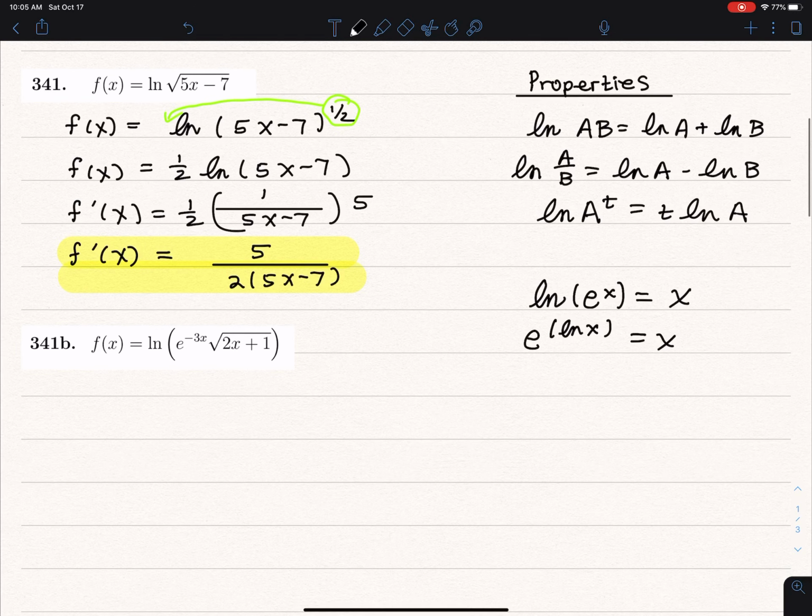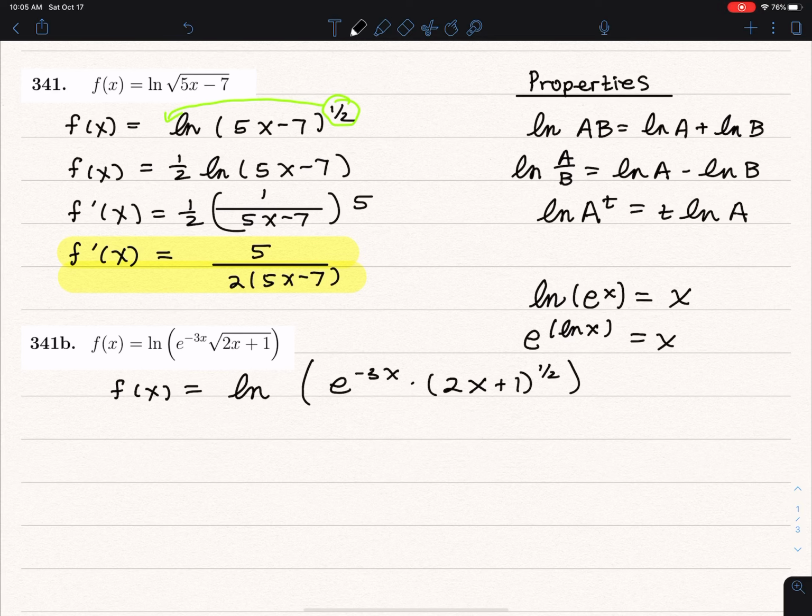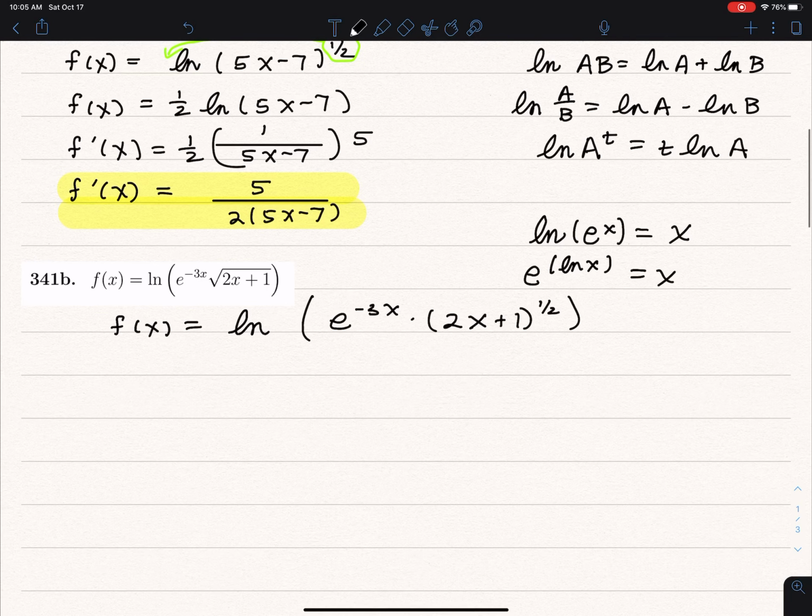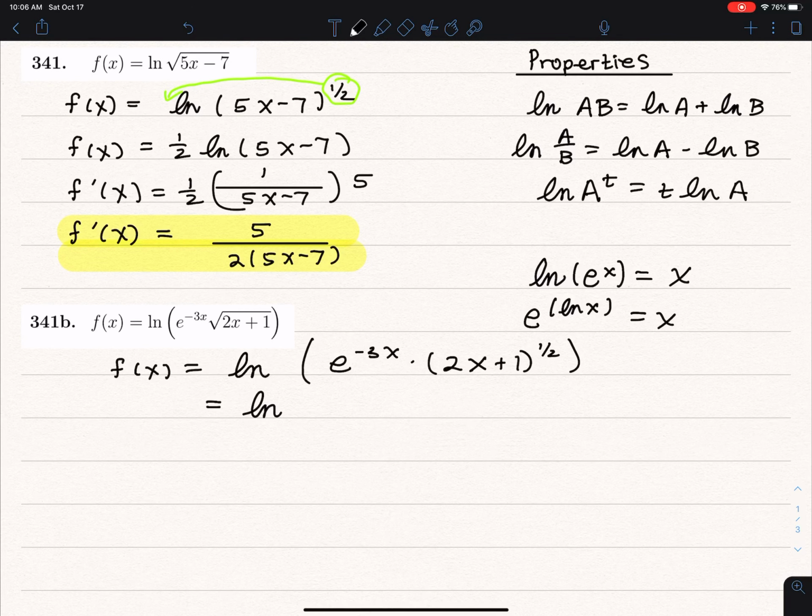Now, what I'm going to do here is first rewrite. Oops, got that wrong. I forgot to write the ln, that's super important. Okay, I'm going to rewrite this as ln of e to the negative 3x times 2x plus 1 to the 1/2. All I did is change the square root into an exponent expression. Now I'm going to use that top property where I have a product: ln of a times b is ln a plus ln b. I'll do that to break this up and expand into two different logarithm expressions.